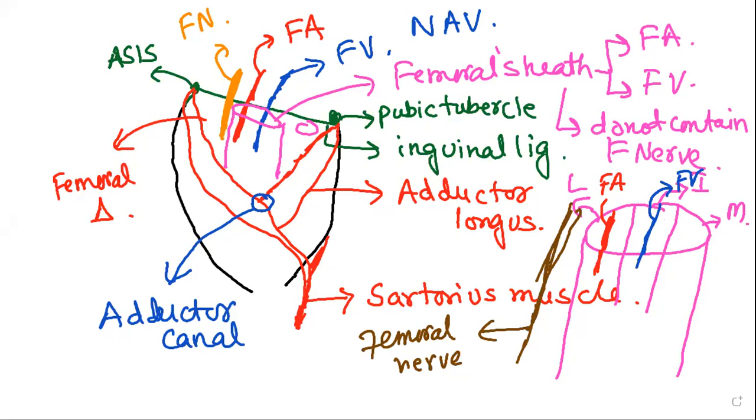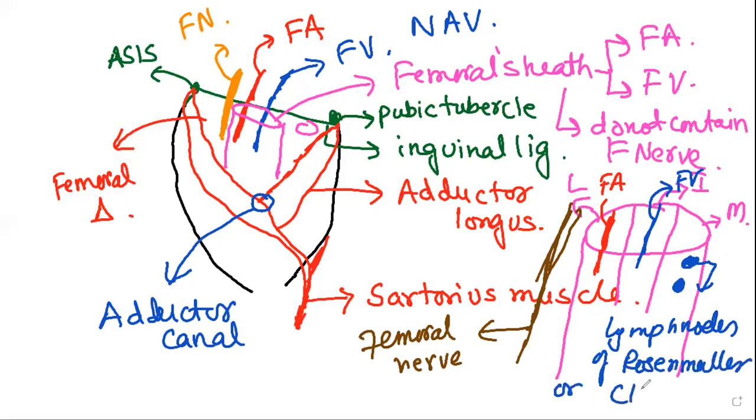Femoral vein. Okay. And in the medial part of the femoral sheath, you have here the lymph nodes. These lymph nodes are known as what? Lymph nodes of Rosenmuller and Cloquet. So here are your lymph nodes. Lymph nodes of Rosenmuller or Cloquet are present in the medial part of your femoral sheath. Clear to everyone? Now here is one more MCQ. In this lateral part of the femoral sheath where femoral artery is present, one nerve is also present here.